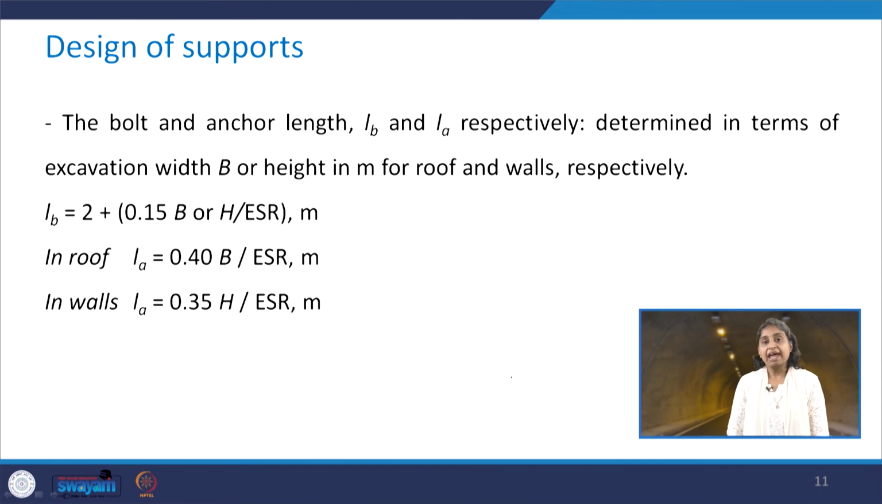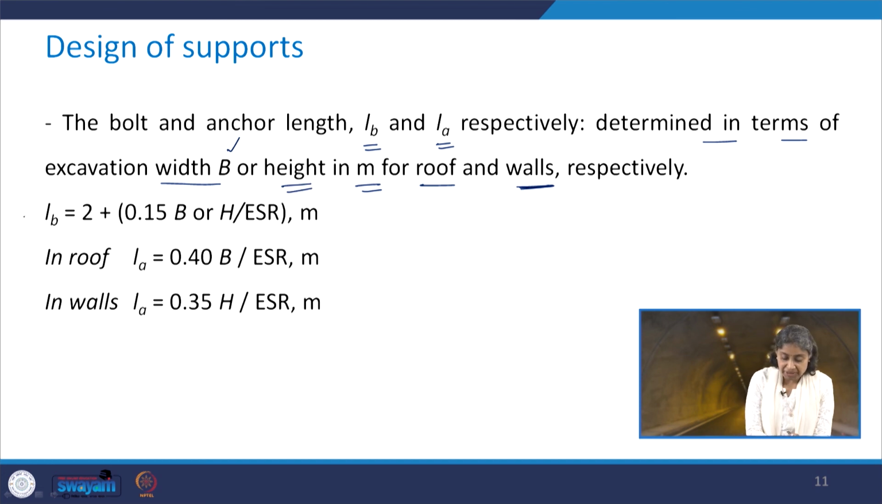The bolt and the anchor length is important, and let us say that we represent them by LB and LA respectively. These are determined in terms of the excavation width B or height H in meters for roof and wall respectively. So, if we are going for the roof support, then we have to talk in terms of the excavation width, and in case of wall it should be height of the excavation.